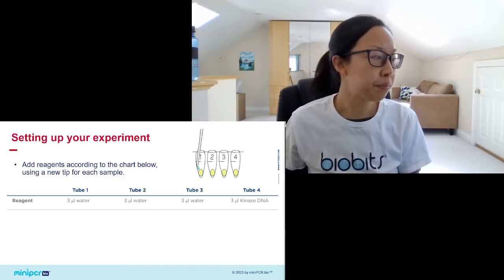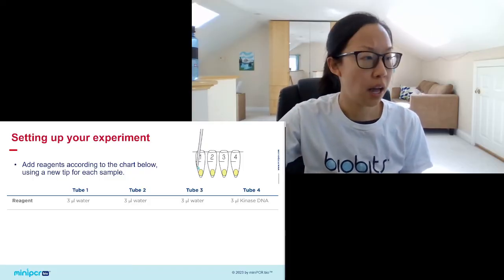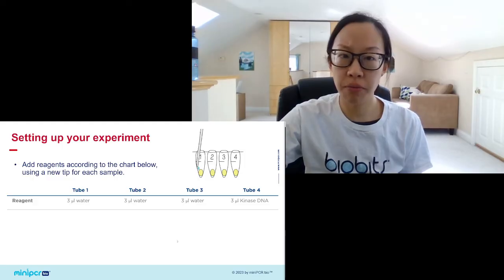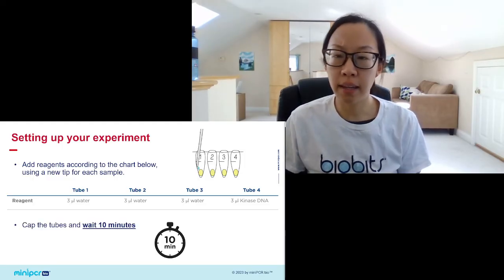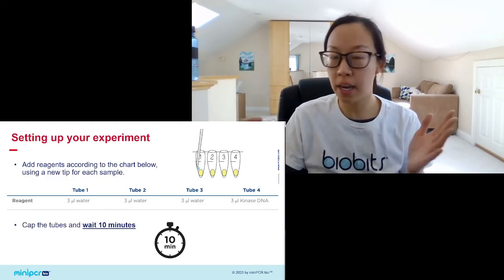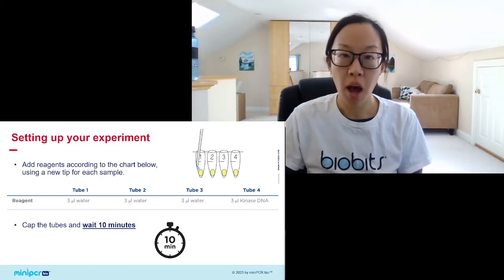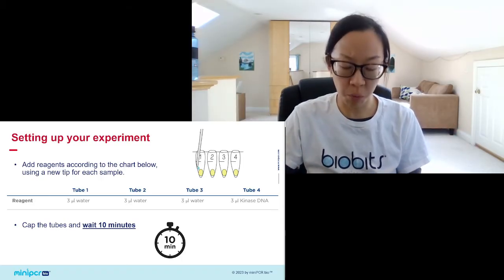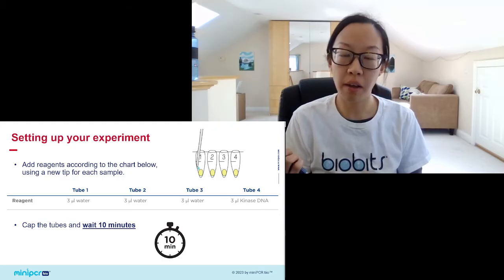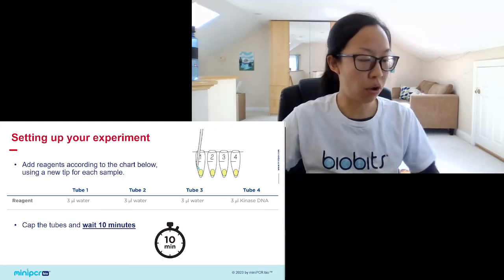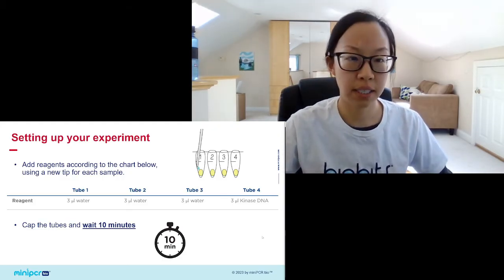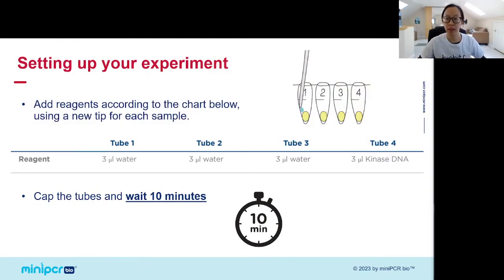And all I'm going to do is just leave this on my desk right here for 10 minutes. During these 10 minutes, you just have to incubate these at room temperature. I'm going to go ahead and explain what the actual setup of this lab is. All right, so I'm going to switch back to slide view. There we go.